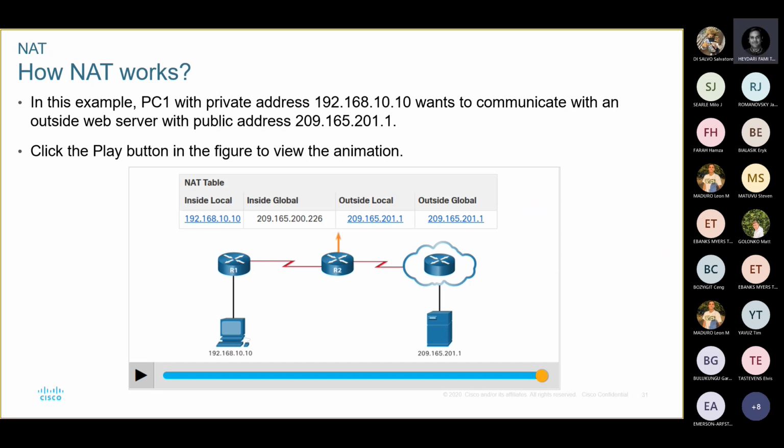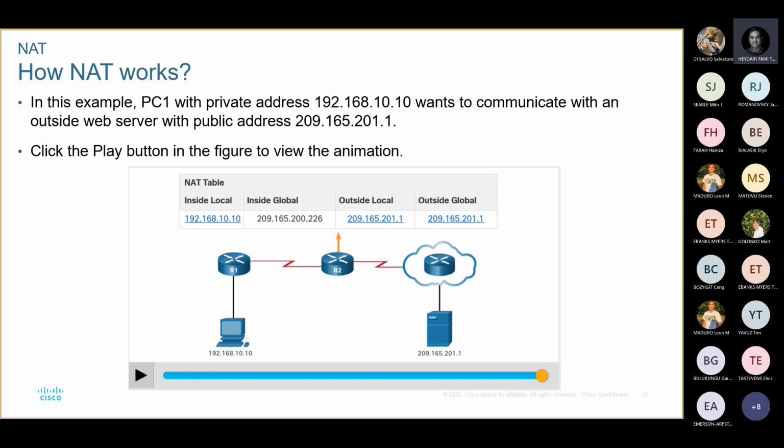So the very source IP address for the packet generated by the PC is going to be 192.168.10.10, and the very end destination IP address is going to be 209.165.201.1. As the packet gets to the border router, which is R2, for instance, in this case, that source IP is going to be changed. It's going to be now what we know as the inside global, 209.165.200.226. The destination IP is going to remain the same, 209.165.201.1. And then the packet will be sent.